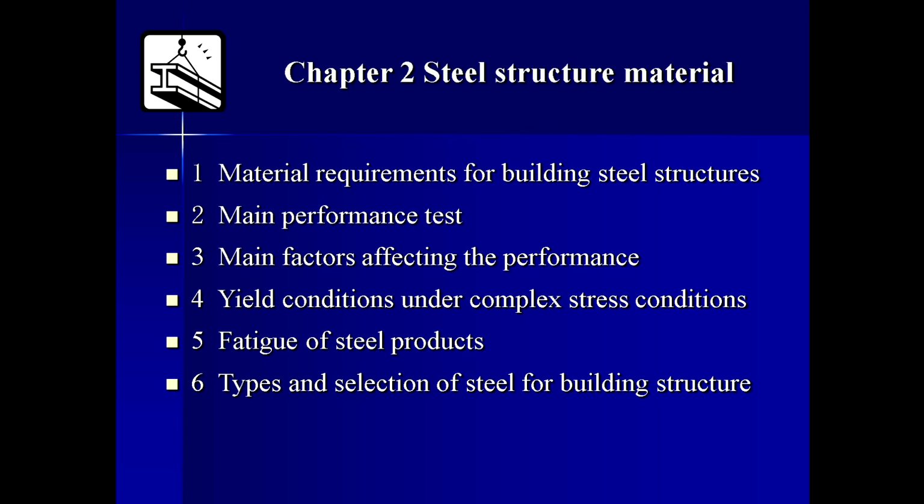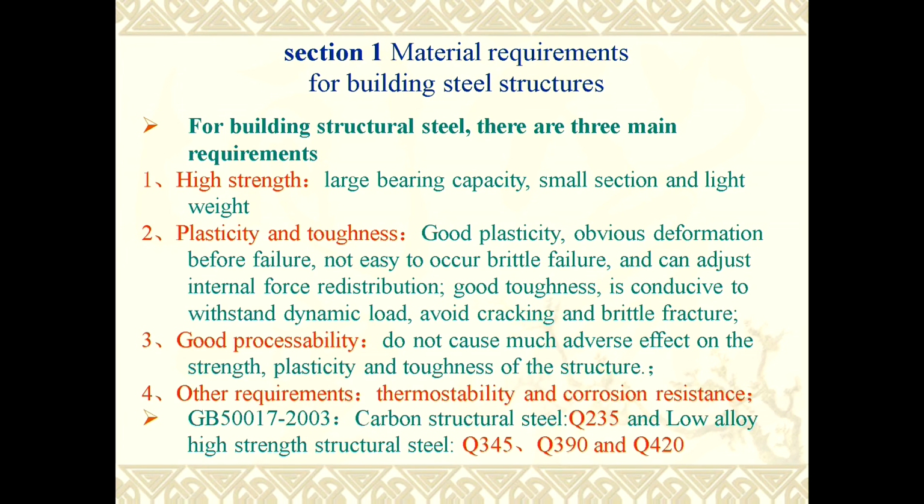The materials should meet the requirements for the buildings. We are normally building steel structures. There are three main requirements. First is high strength, plasticity and good process abilities. Another requirement is to resist the temperature effect and also corrosion, anti-corrosion, right?